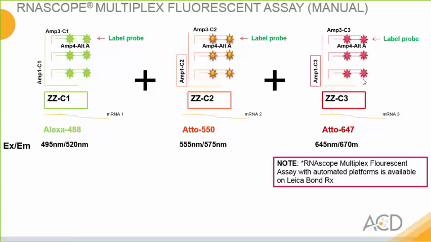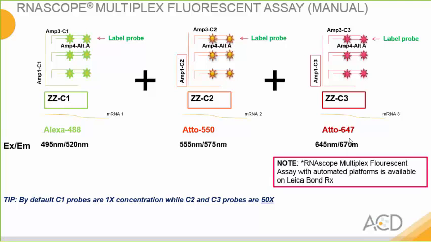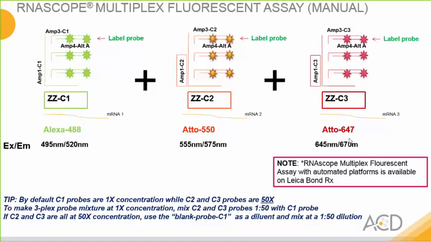The label probes in this case are now tagged with 3 different fluorophores, Alexa 488, Atto 550, and Atto 647, which can be detected in different fluorescent channels. Again, similar to the duplex assay, the C1 probes are provided as ready to use, and C2 and C3 are provided as 50x.